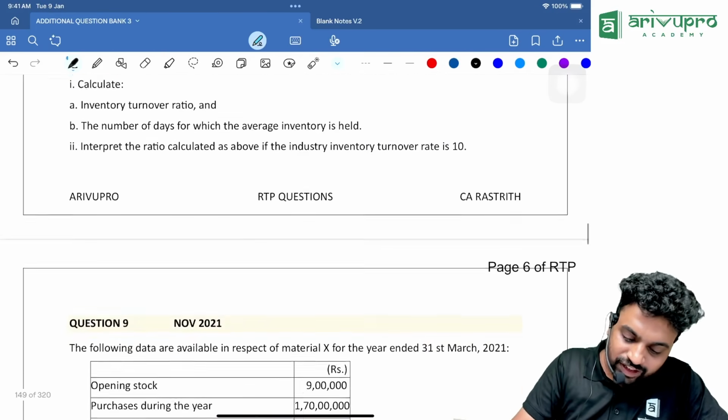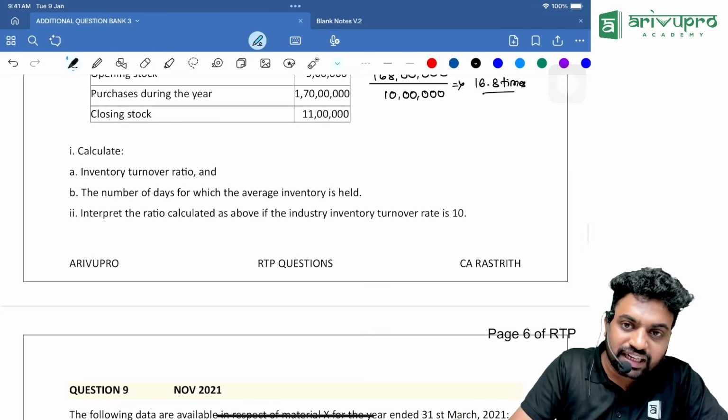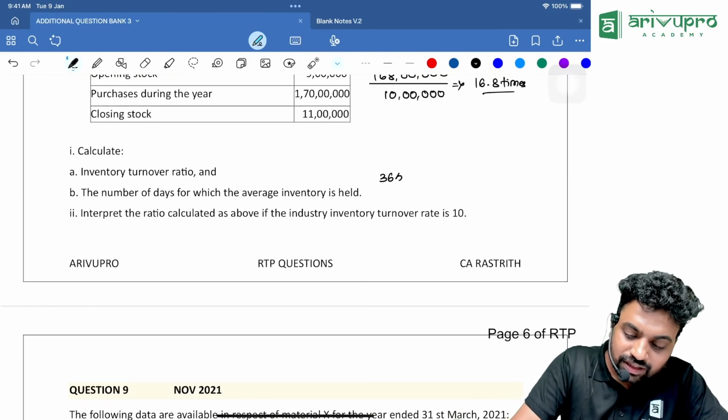Number of days on average inventory held. They are not telling any number of days, which means we are going to assume it to be 365 divided by 16.8.